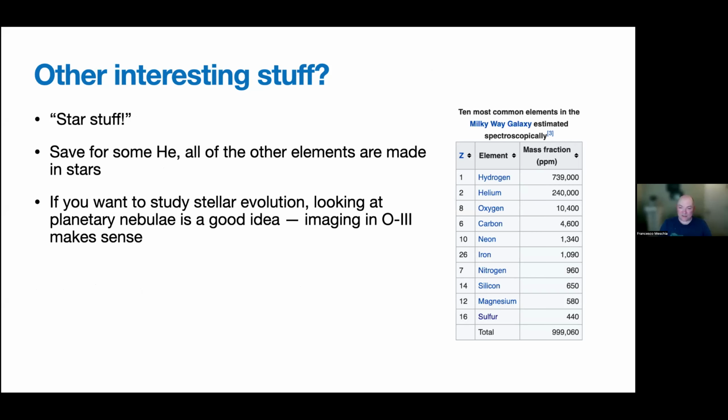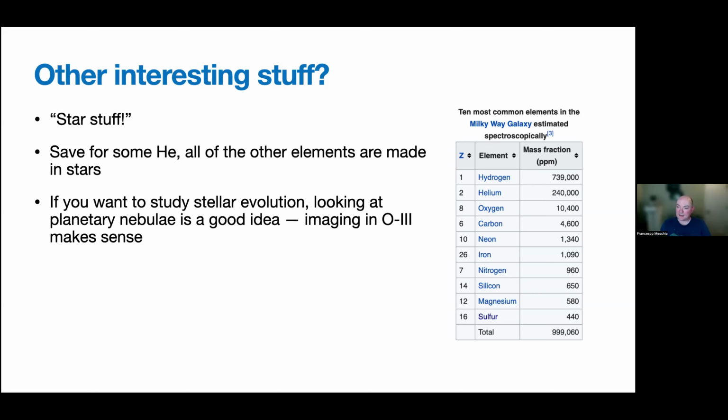But what other interesting stuff is there? Well, it's star stuff, as Carl Sagan would put it. Save for some helium that was created in the Big Bang, all of the other elements on the periodic table are made in stars. So if you are a research astronomer, if you want to study stellar evolution, for instance, looking at planetary nebulae that are one of the stages of stellar evolution, it is probably a good idea to be looking at oxygen 3, because since the beginning of our history of observing planetary nebulae, we found that O3 was present in those shells.